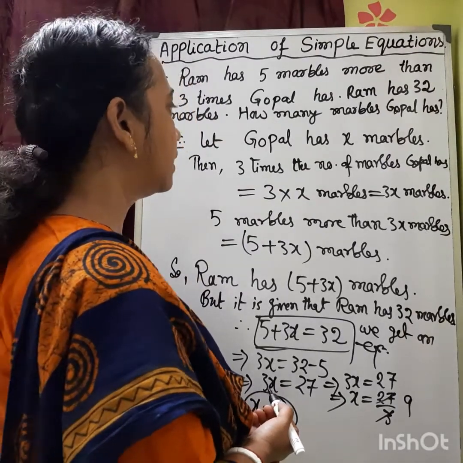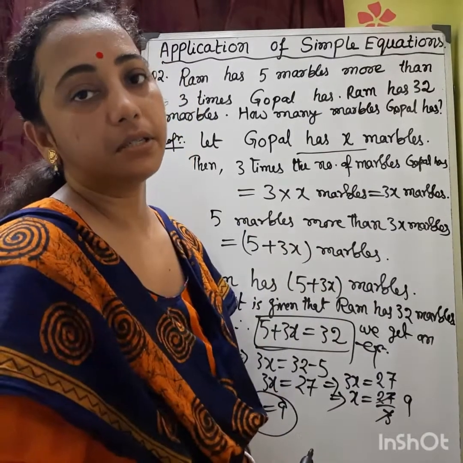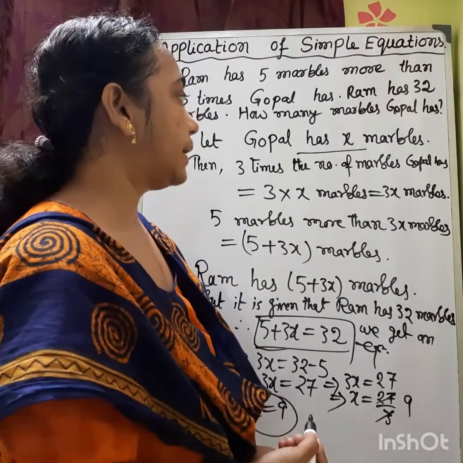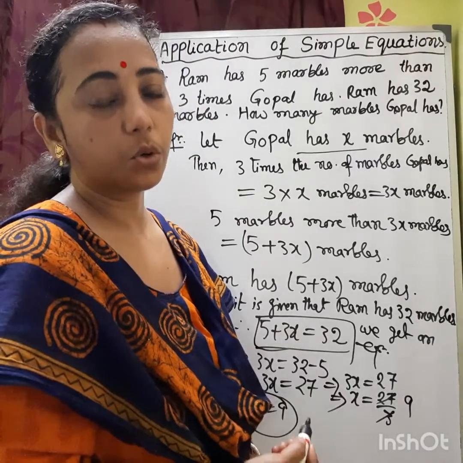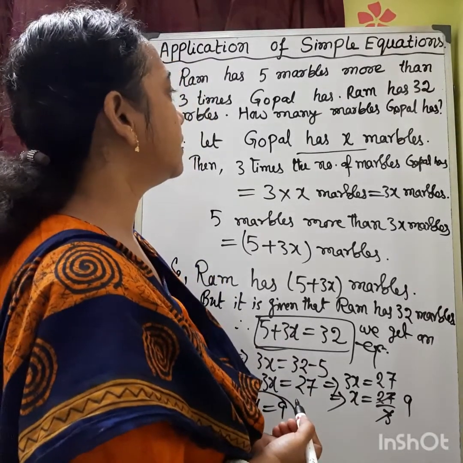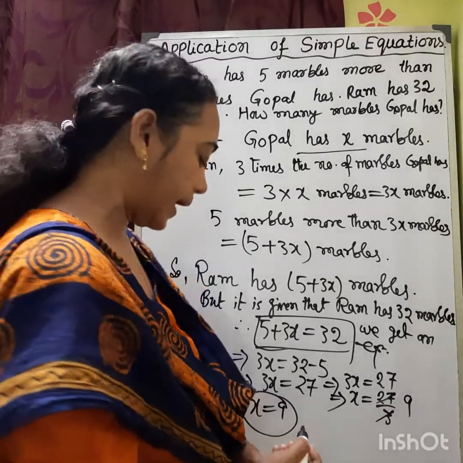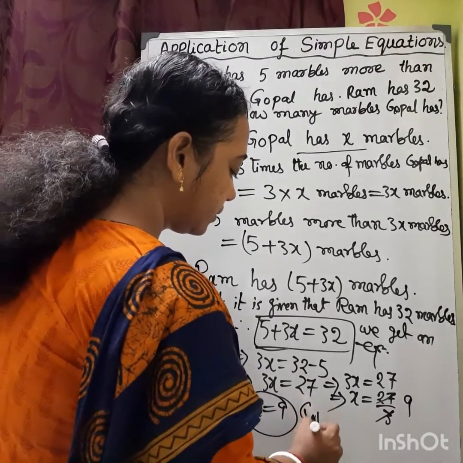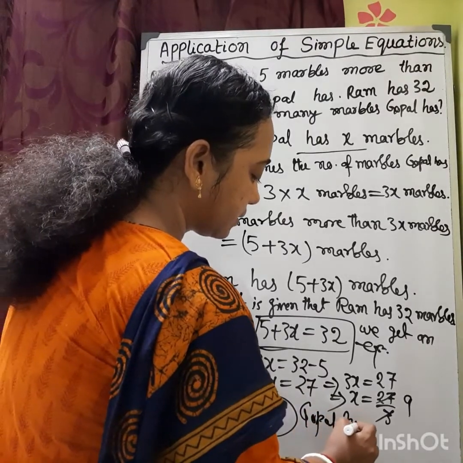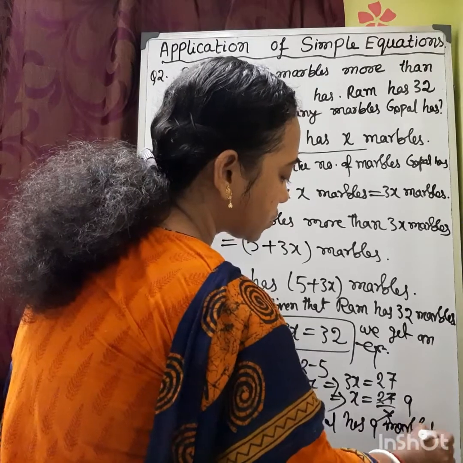So we can say that we have taken that Gopal has x marbles. So we can write here that Gopal has 9 marbles. Here in this question it is asked how many marbles Gopal has. So Gopal has 9 marbles. So this is our solution.